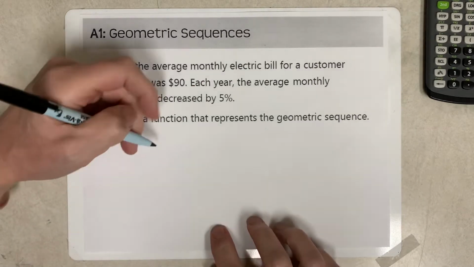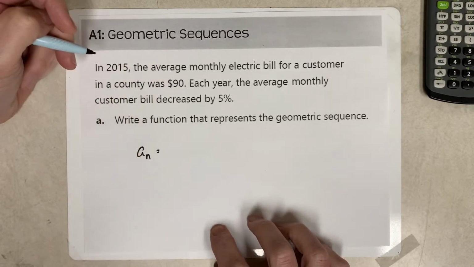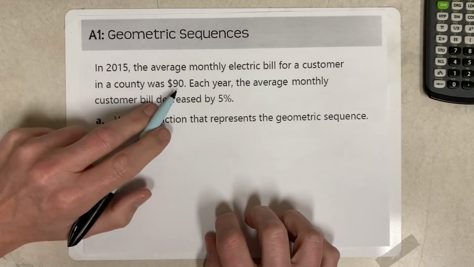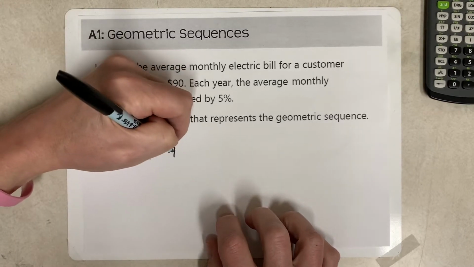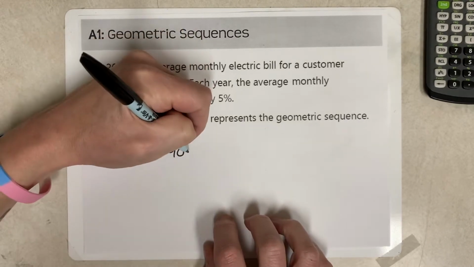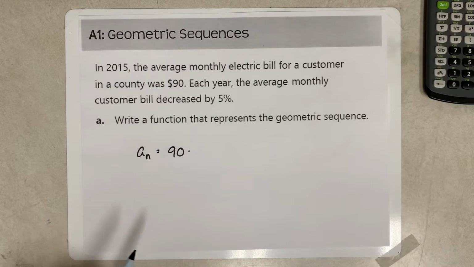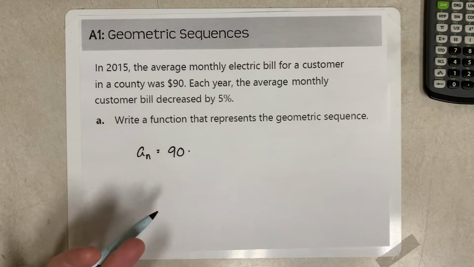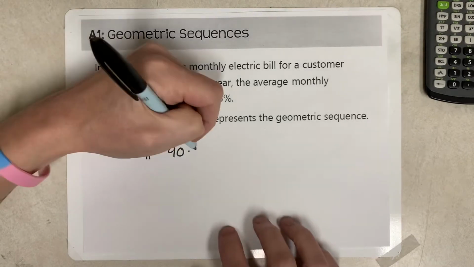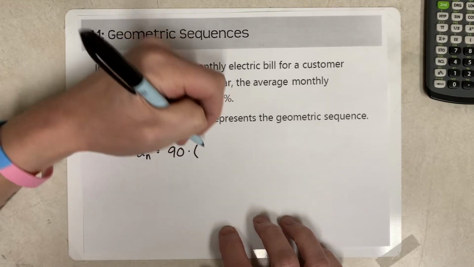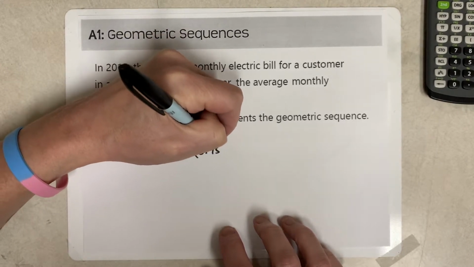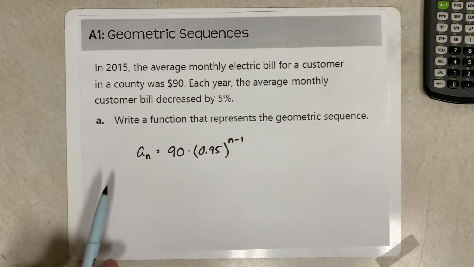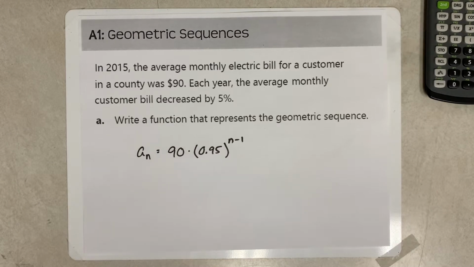Okay, so that would be a sub n is equal to, and now we have the first term. The first term is the starting value, which was 90. So we're going to put a 90 here, times, and now we have what's happening each time. Well, each time the bill is being decreased by 5%. So instead of 100%, there's going to be 95% left. So in the parentheses, our common ratio is going to be 0.95. And that's going to be raised to the n minus 1.